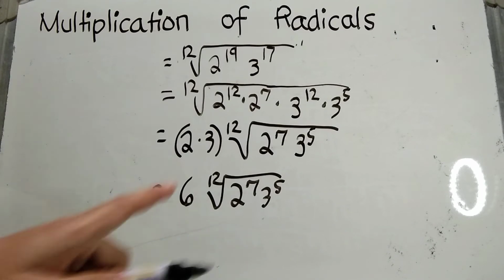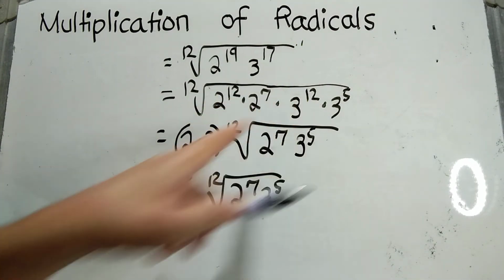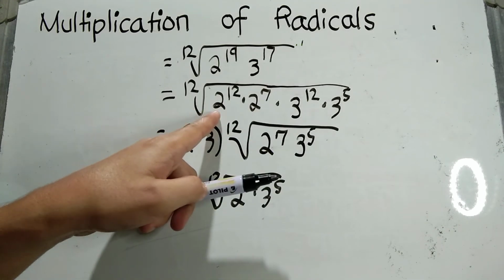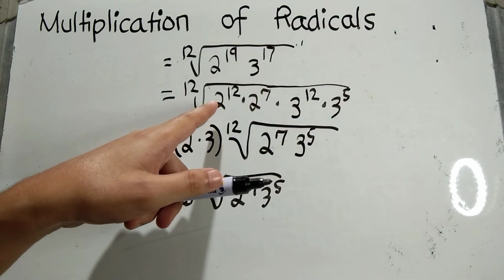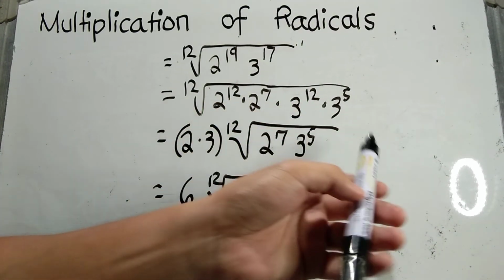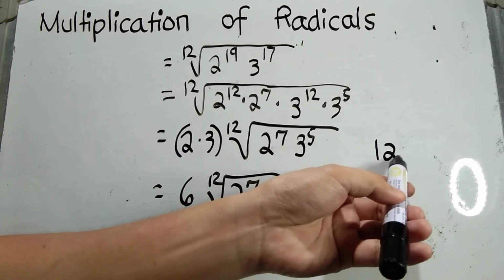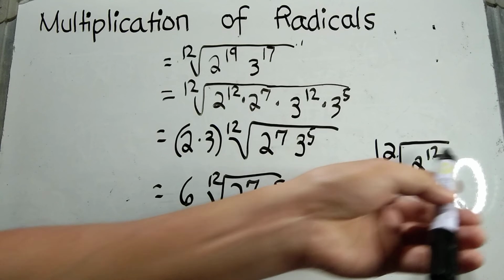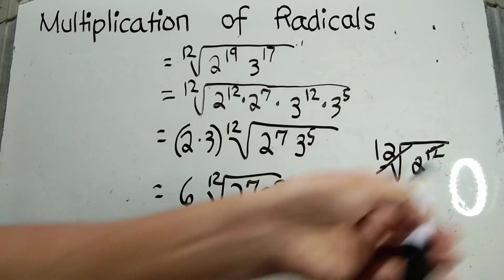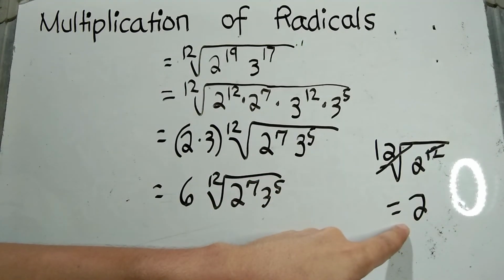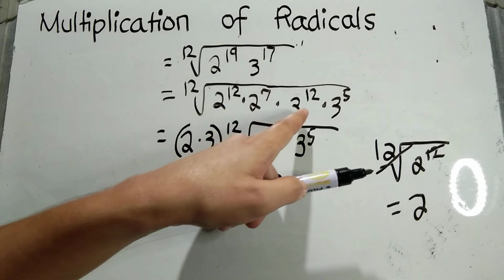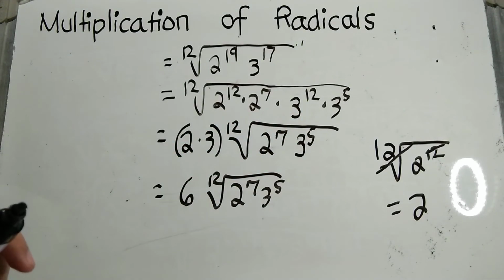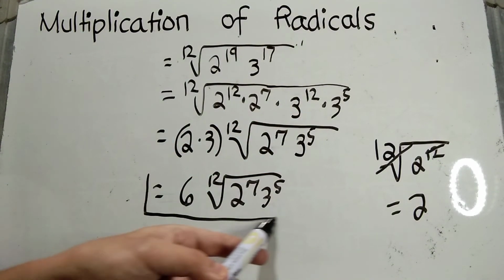Now, if you're going to ask me why 2 to the 12 and 3 to the 12 becomes 2 times 3, it is because when you give the 12th root to every exponential expression here, if you have the 12th root of 2 raised to the power of 12, understandable that we are canceling the 12th root and 12, and so what's left will be 2. And so that's why we have here 2. The same thing with 3 raised to the power of 12. And this is now our final answer.